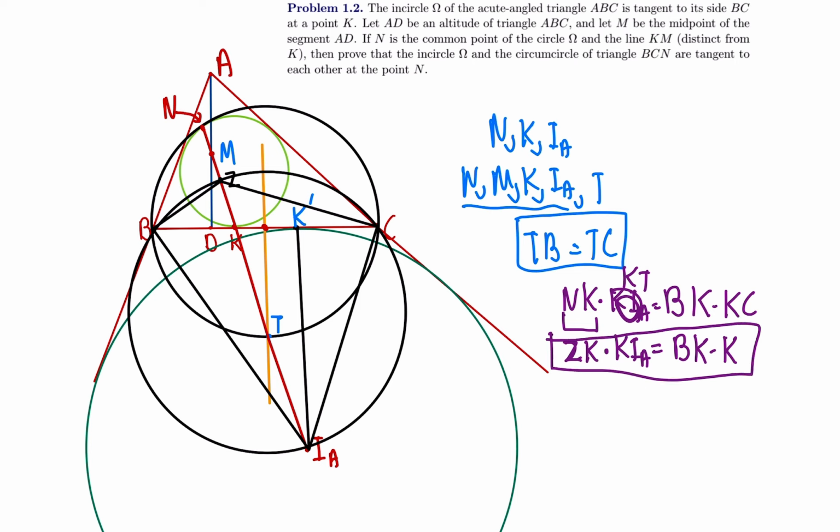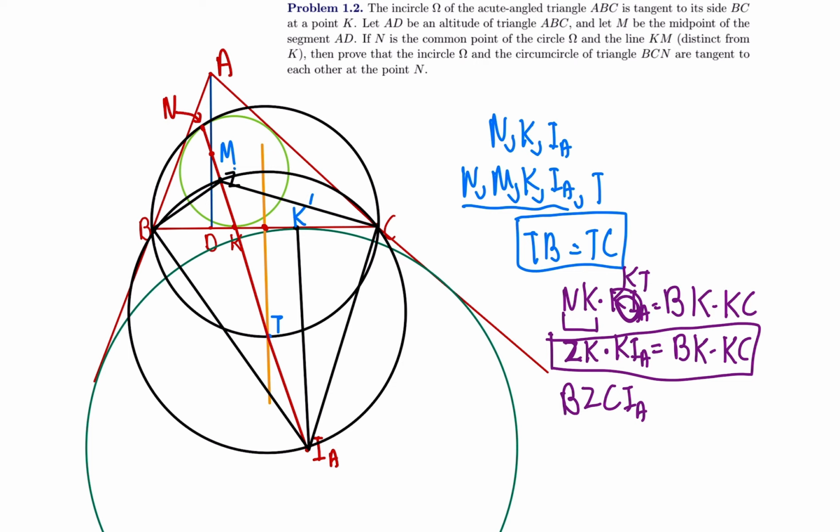And now this is the part that I like the most. So what's this part equivalent to? Well, by power of a point on K, it's equivalent to the assertion that B, Z, C, and I_A are concyclic. This should also be KC. And so how do we prove this? This is pretty cool because it turns out that all of these points actually lie on a very special circle.